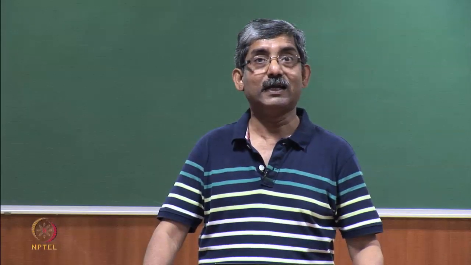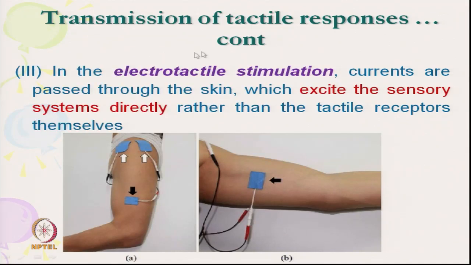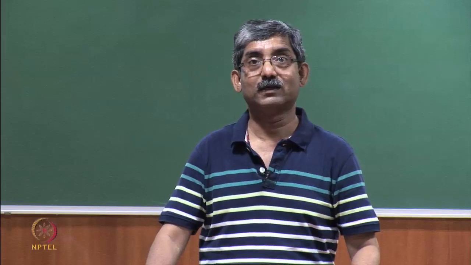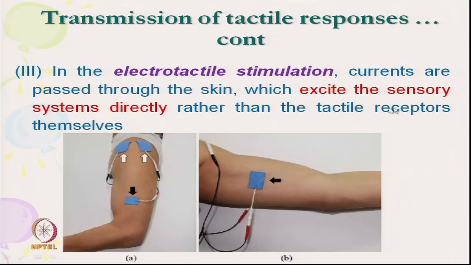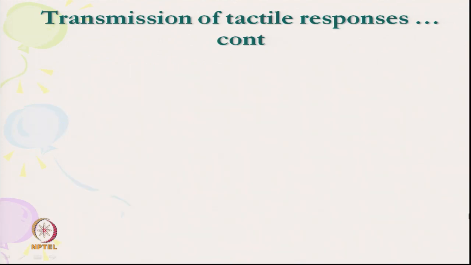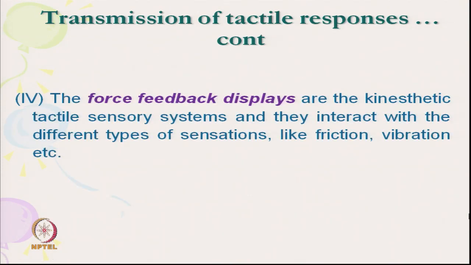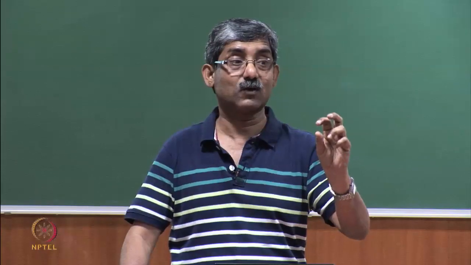Similarly, electrotactile stimulation is when a current is passed through the skin, and we get a certain signal, a certain shock, which excites the sensory system directly rather than the tactile. So it directly sends a signal to the sensory system, we get some shock. This is called electrotactile stimulation, and by this we can test whether our sensations are working or not.